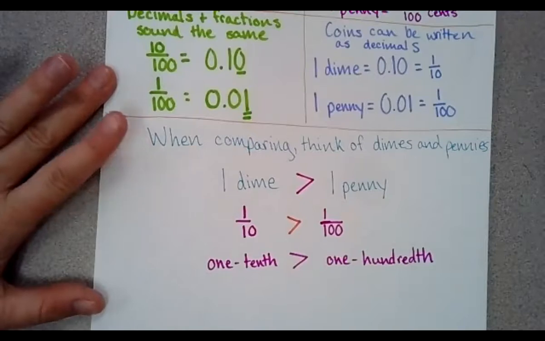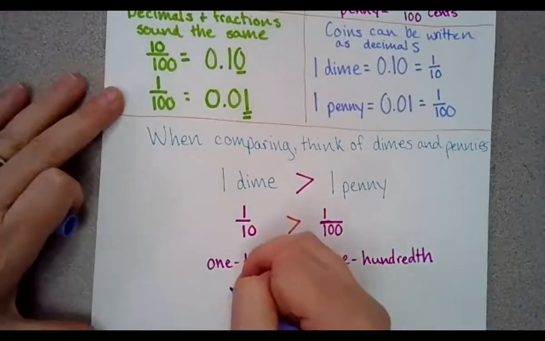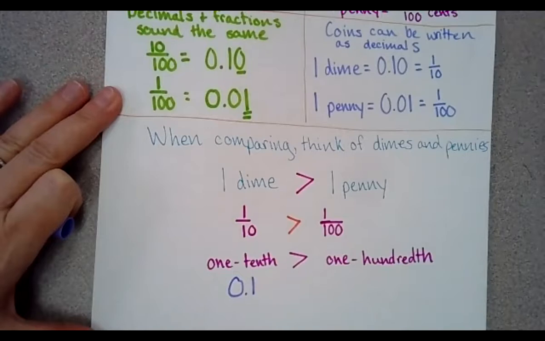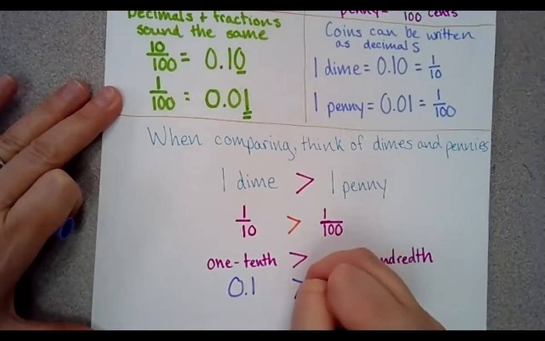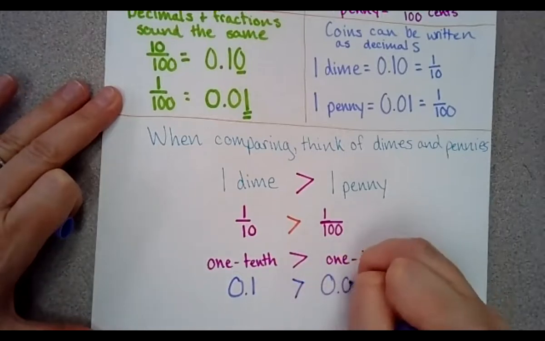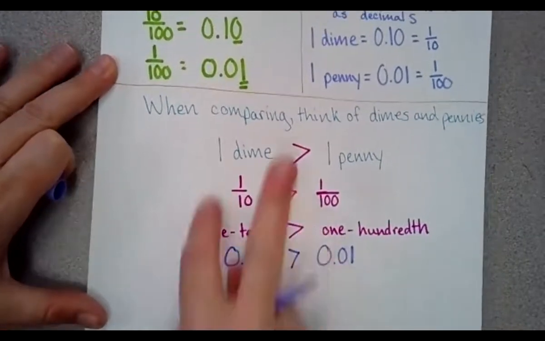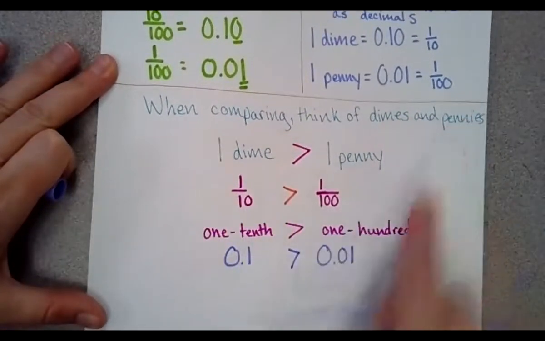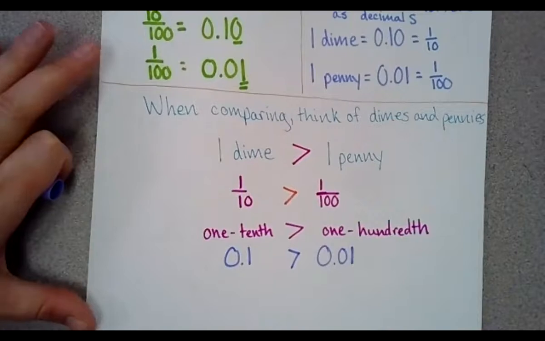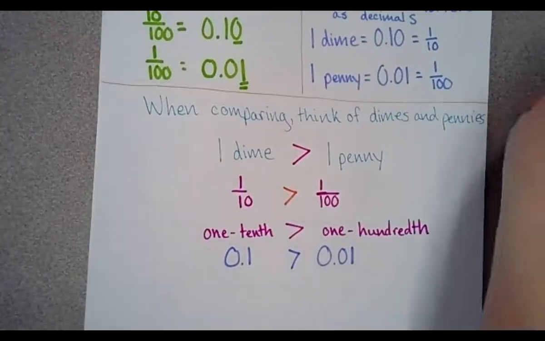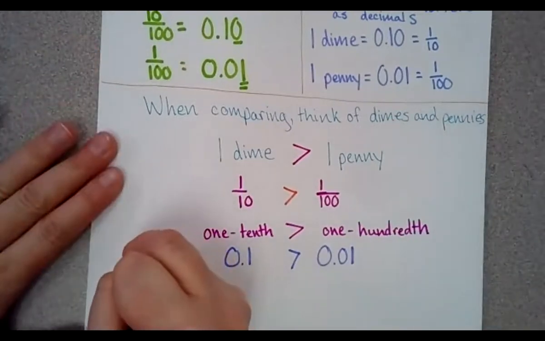All right, and the last one, so if you have 1/10 like that, it is greater than 1 in the hundredths place. So when you're comparing decimals, think of dimes and pennies. Okay, so let's write this down. So I'm going to write this down here.